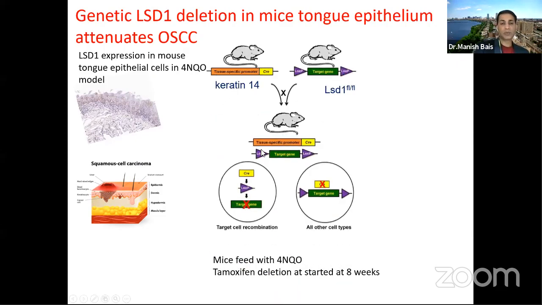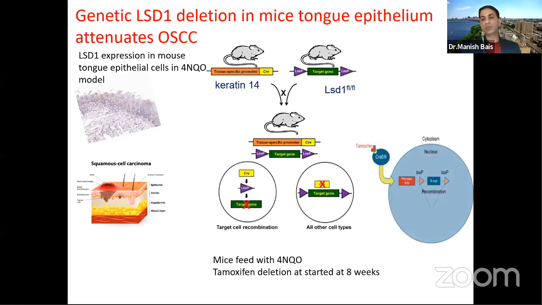So we took this approach. We use a promoter which is specifically expressed in the epithelial layer. This is called the keratin 14 promoter. And we are using LSD1 flox mice. Flox means it has LoxP sites for recombination, and there is a target gene in between. So we can delete that specific gene and study what happens if this gene is not there. And then we have the tamoxifen inducible system. Tamoxifen is an inducer, so this is a conditional system. When there is tamoxifen in the system, we can delete this gene, and if we don't want to delete it, we don't need to. So this is a completely controlled system.